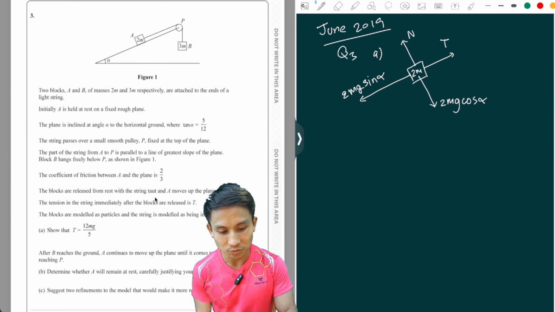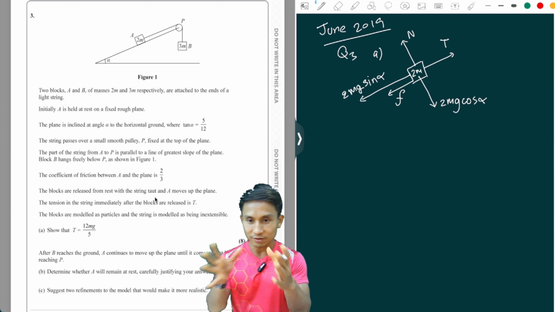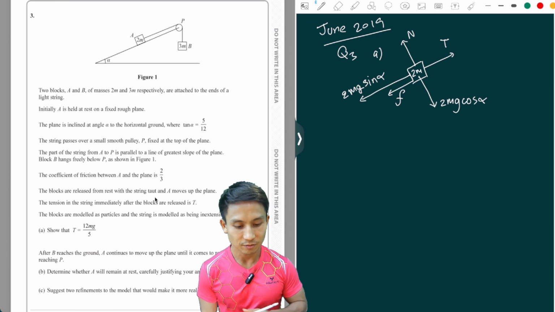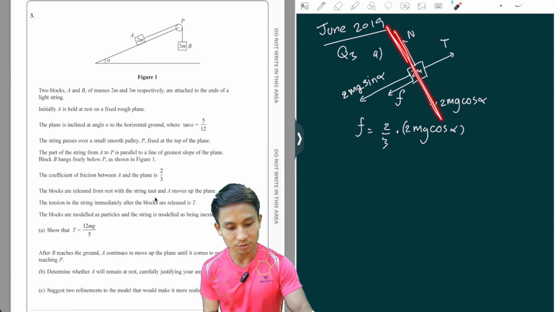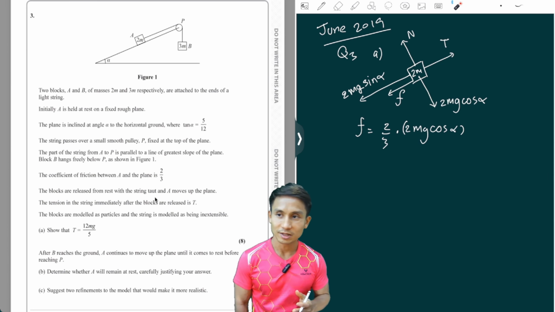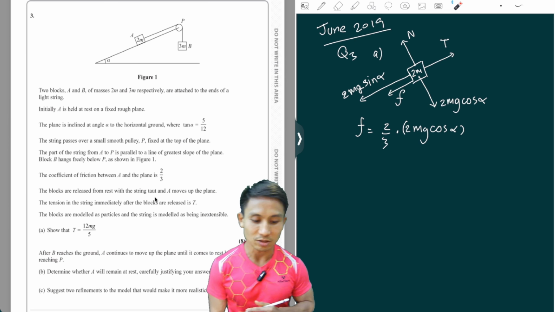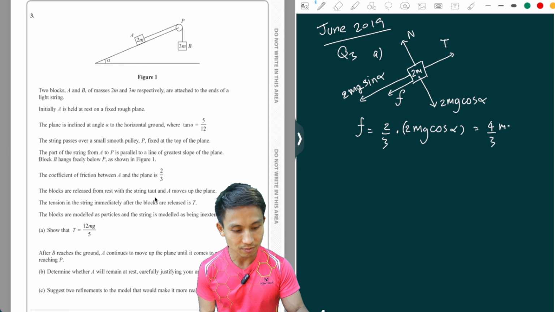We get this because we want to know something about the friction. And if you read the question, it's given you the coefficient of friction being 2 over 3. So the friction here will be mu, which is 2/3, times 2mg cos alpha. Because we know that along this perpendicular direction to the slope, there is no resultant force, so it's just N equals 2mg cos alpha there. So the friction is now 4 over 3 mg.